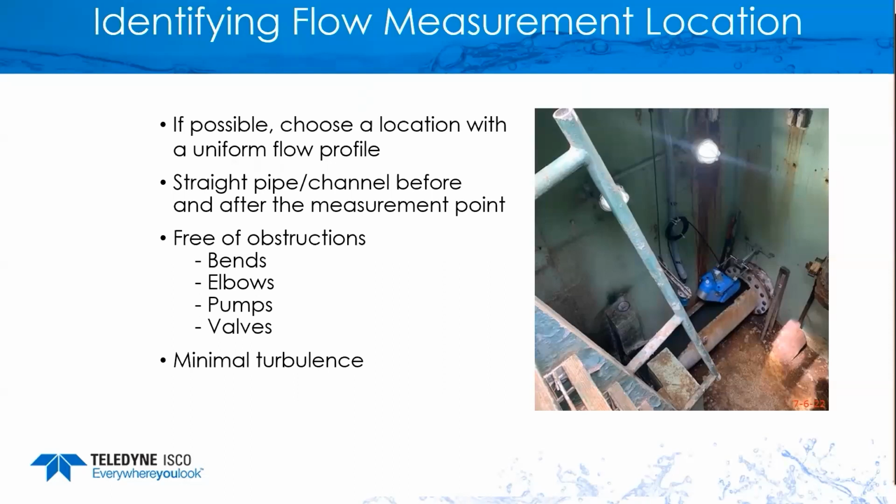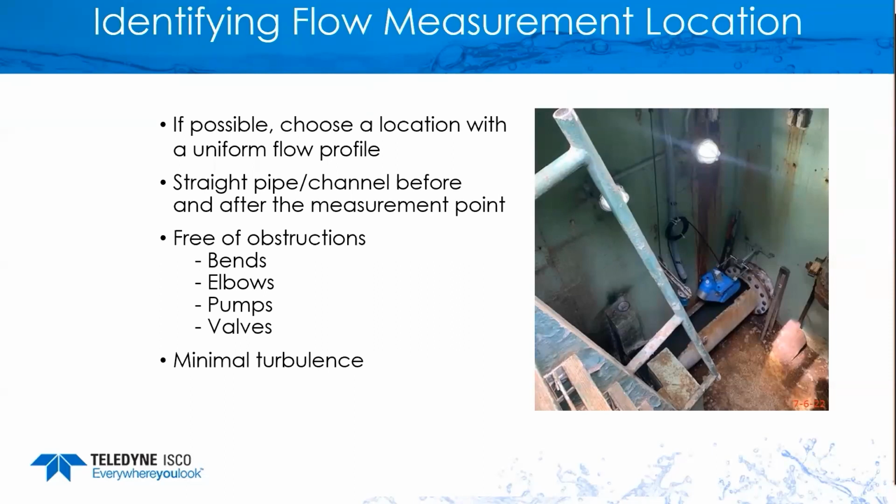And so to accomplish that, what you want to look for is a straight run of channel or pipe before and after the measuring point. So you want to make sure that upstream you're free of bends, elbows, pumps, valves. A lot of these things will have an effect on how uniform the flow is and how accurate you're going to be able to measure the velocity.